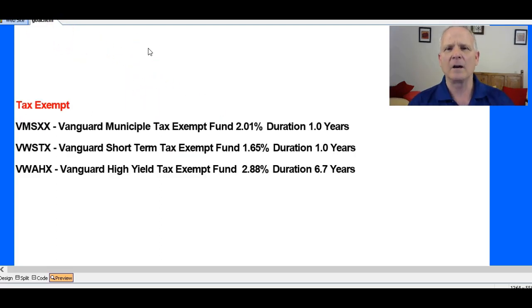For those in the upper income bracket, let's say probably $75,000 a year or higher, you could use a tax exempt. Vanguard Municipal Tax Exempt is paying 2.01% right now. Duration 1 year, so it's very short term. Vanguard Short Term Tax Exempt 1.65, and Vanguard Tax Exempt High Yield is 2.88. It has a longer duration. So these rates are lower than what we were just showing, but also there are no taxes on these rates.